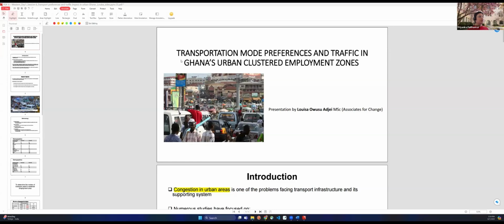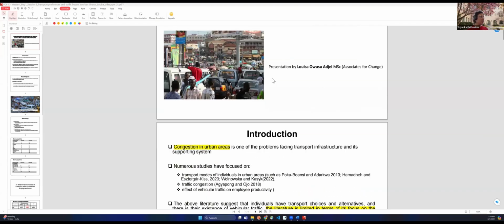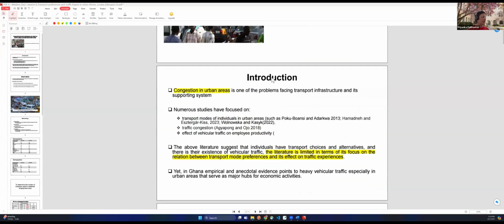So Louisa Owusu has an MSc, and the study is about transportation mode preferences and traffic in Ghana's urban cluster employment zones. They have mostly looked at congested areas in Ghana and looked at numerous studies that have focused on the congestion issue in that area, and they found that the literature is limited on focusing on the relationship between transport mode preferences and its effects on traffic experience.